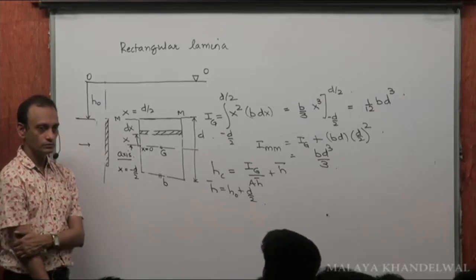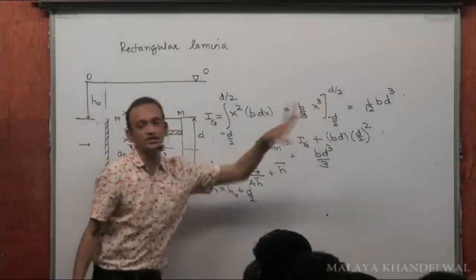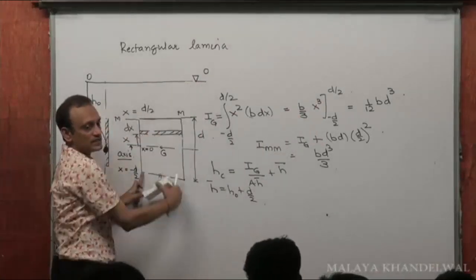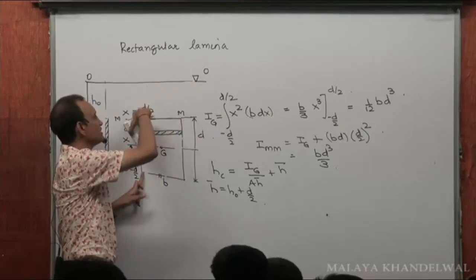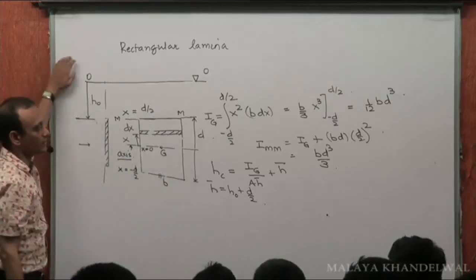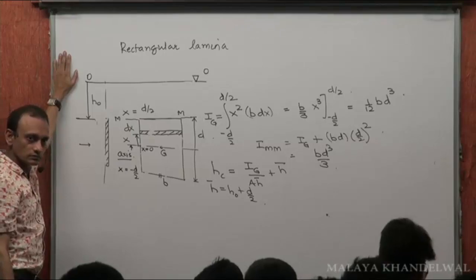Clear? I mean, this you have to remember. IG is 1/12 bd cube. B is the base parallel to the free surface. D is the other dimension of this rectangle. Clear?